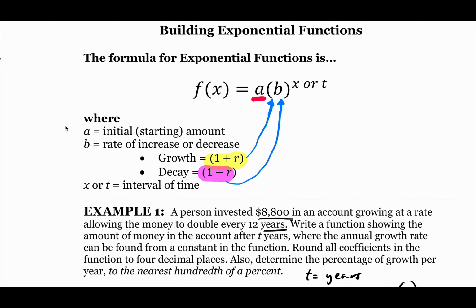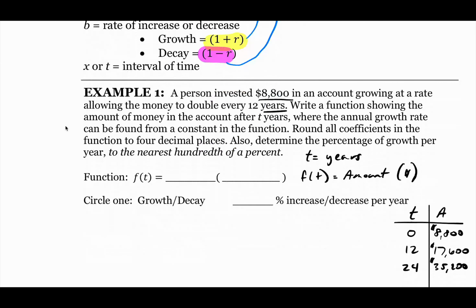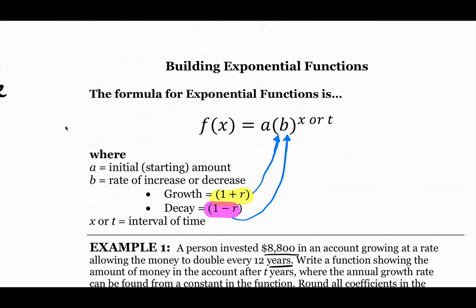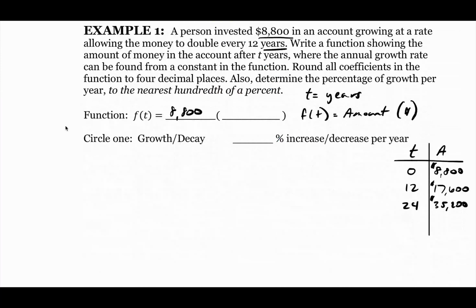So the first thing we need is a. A is the initial amount. Well, that's 8,800. That's how much the person started out with. And then we're going to need to find the growth rate. Obviously, it's a growth rate because the money's getting bigger. So it's going to be a growth. So it's going to be this one here for this problem. And we're not going to use r. I'm going to use t. So t is going to go up here.